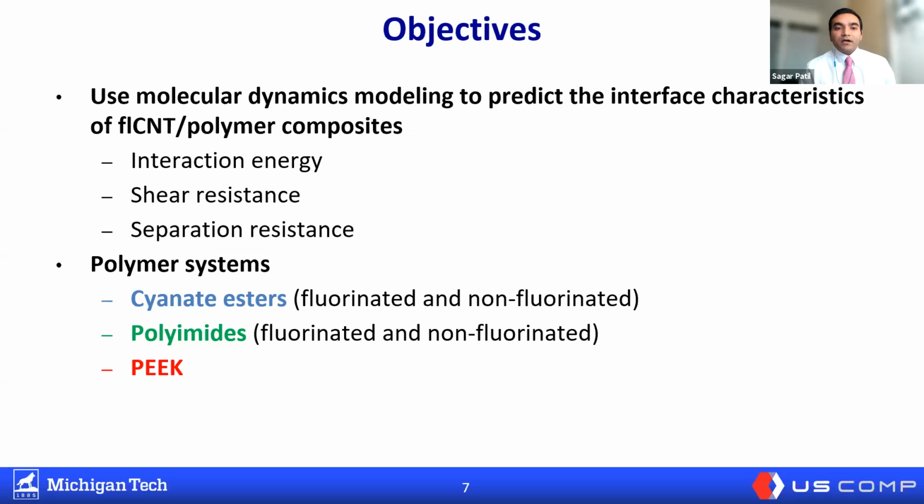CNTs. So in today's presentation, I'll be presenting on 5 different polymer systems: 2 cyanate esters, which are thermosets, 1 part thermoset fluorinated and non-fluorinated. Then we have polyimides, again, fluorinated and non-fluorinated, and then PEEK.